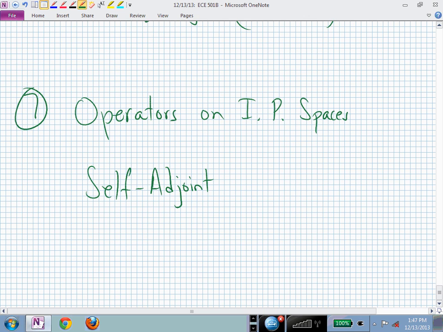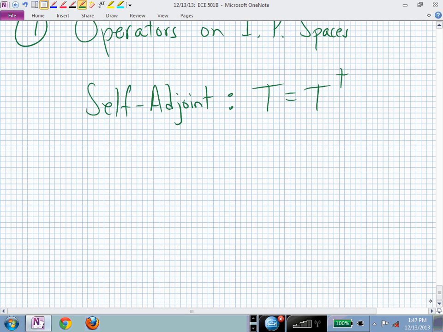If we have a self-adjoint operator, that says that the operator is actually equal to its adjoint. That's self-adjoint. And now you can start to think about analogies with respect to complex numbers.